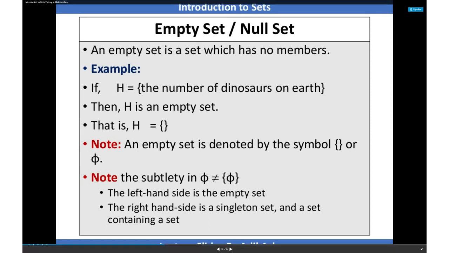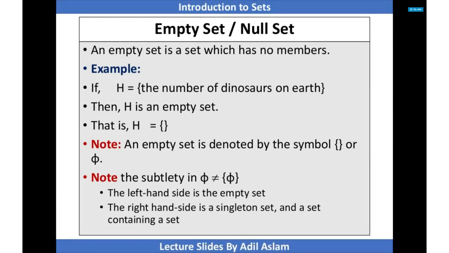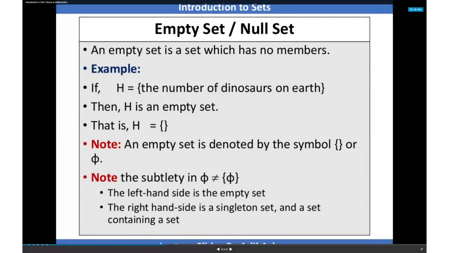On the left side is an empty set. On the right hand side is what we'll later call a singleton set. A singleton set is a different type of set. So that's why we are saying the two are not equal. That's why you see the equal sign crossed. The two are not equal.